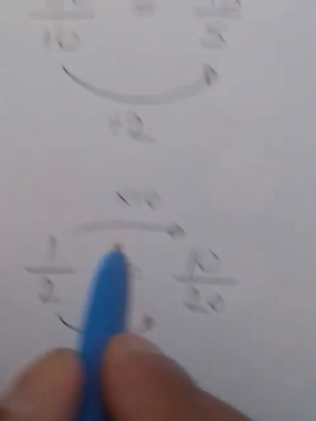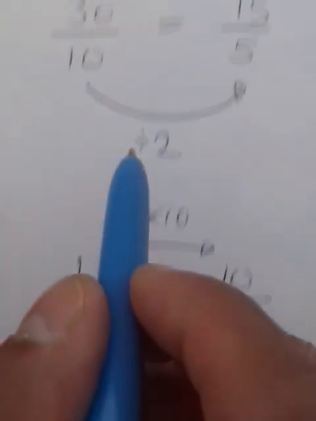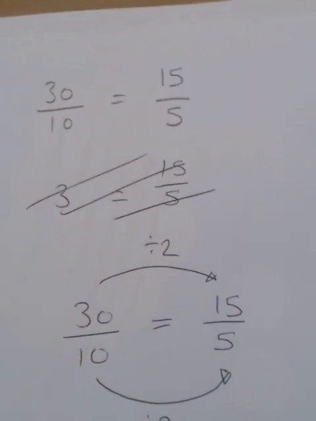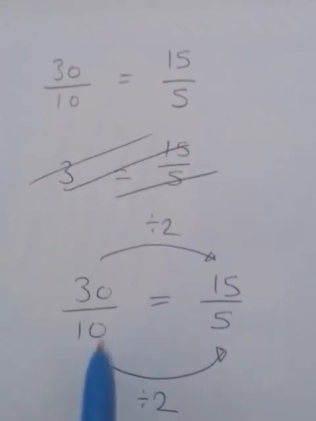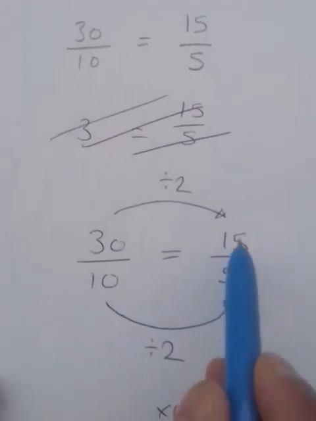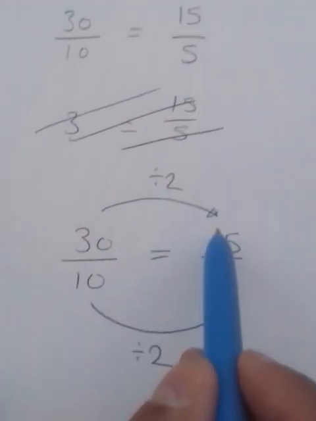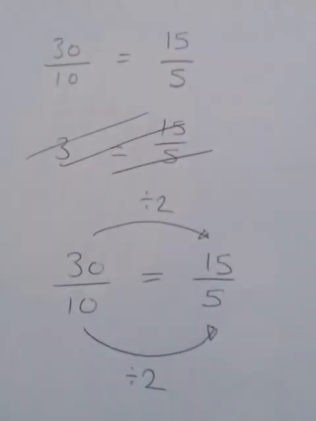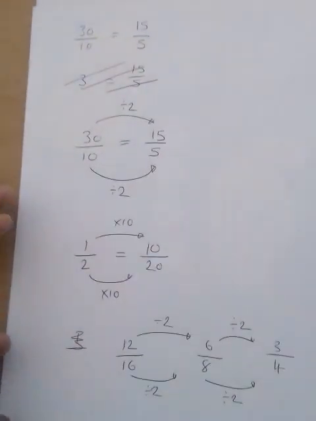So going back to the original problem, we can see how it works. 30 over 10 is equivalent to 15 over 5 because we've divided the top by 2 and we've divided the bottom by 2.